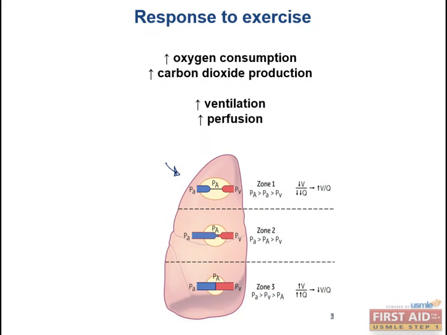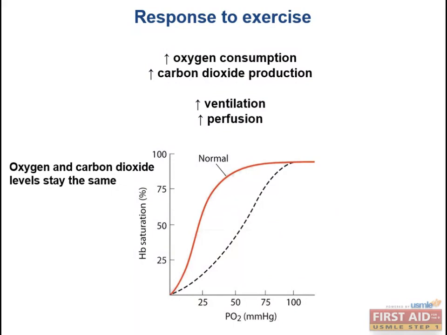Interestingly, there's no change in PaO2 or PaCO2 because of the efficient gas exchange, but there is an increase in venous carbon dioxide content. Finally, there's also a decrease in pH because of lactic acid production. So to recap, what does this do to the oxygen dissociation curve? It shifts to the right. This allows the hemoglobin to unload oxygen in the tissues where it's needed the most.